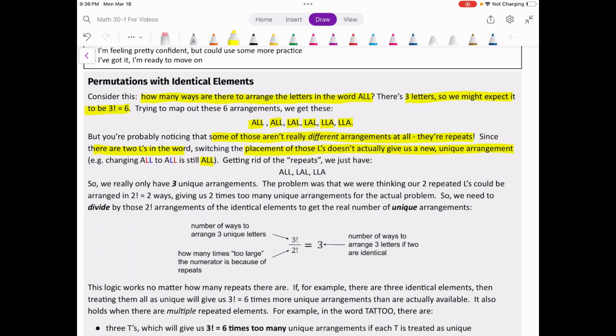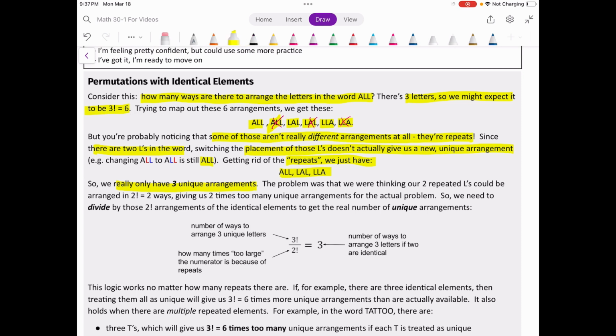So if we get rid of the repeats, what do we have, right? We do have different arrangements, but we don't have 6, right? Take out this repeat, take out this repeat, and take out this repeat, and you can see that we really just have 3 unique, distinguishable arrangements. So we really only have 3, right? And why did we get too many? What was our problem by using 3 factorial?